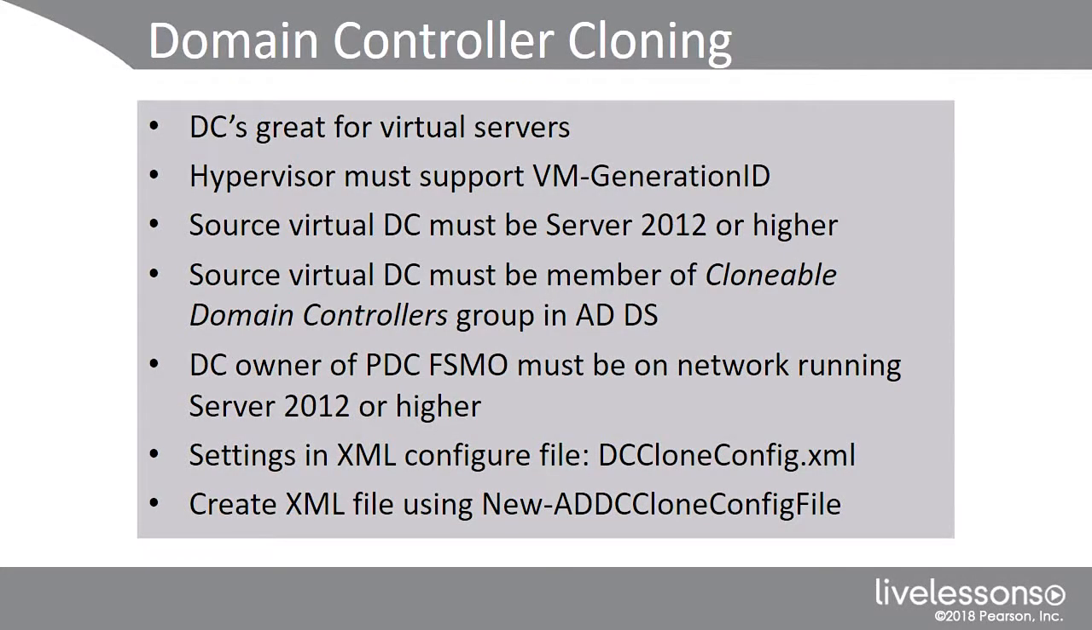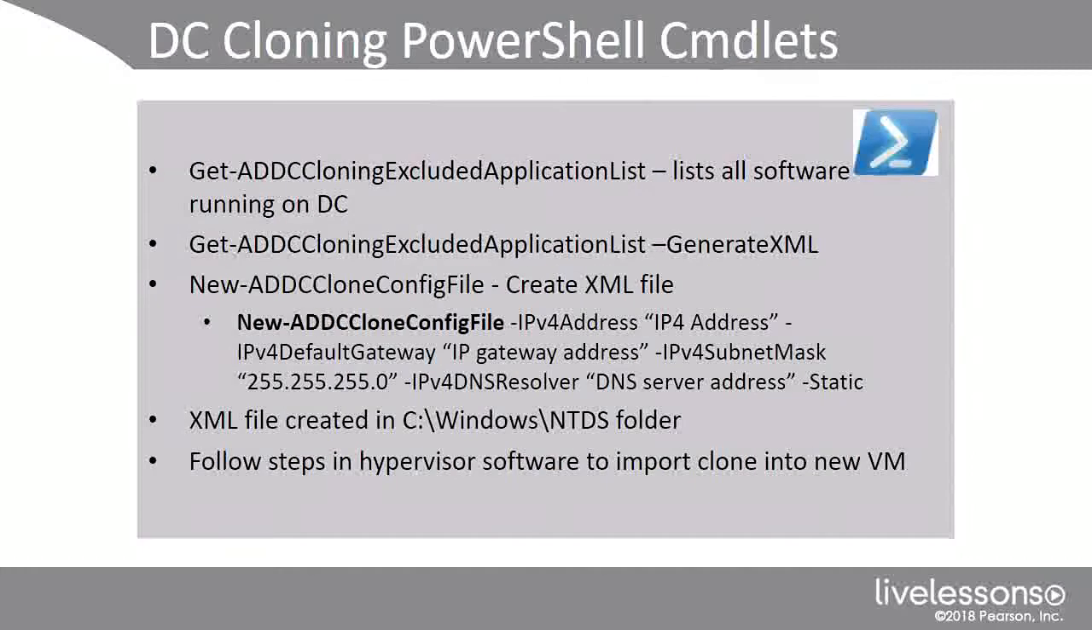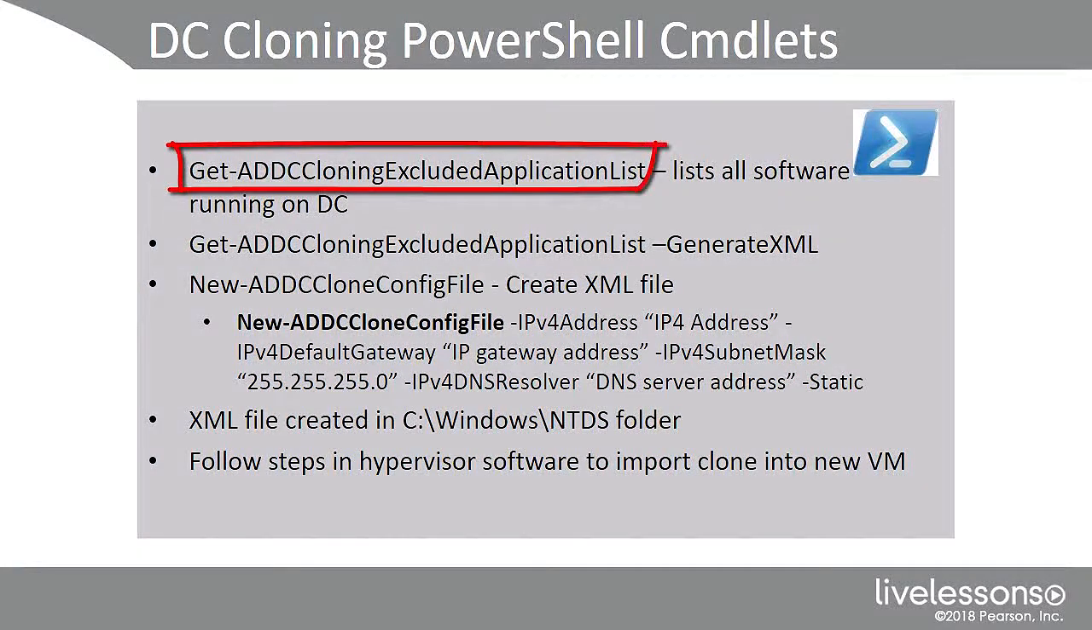The domain controller owner of the PDC emulator FSMO role has to be on the network running Server 2012 or higher, and you'll have to use an XML file to clone, and you can configure those settings for the cloning in the DCCloneConfig.xml file, and you can create this XML file using the New-ADDCCloneConfigFile. And this XML file will include network settings, DNS, WINS, the AD site name, the new DC name, as well as other parameters.